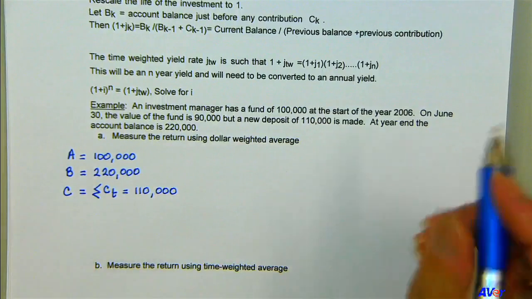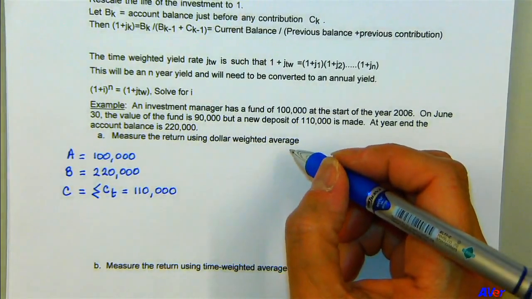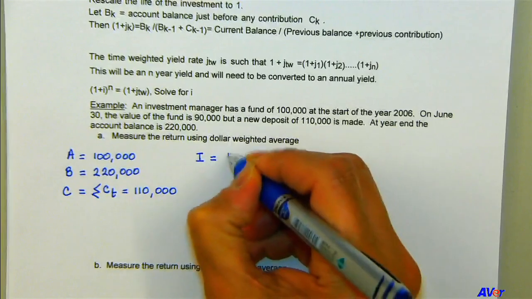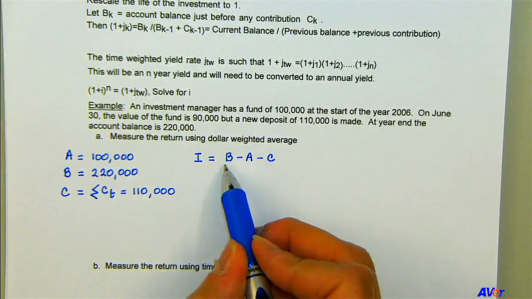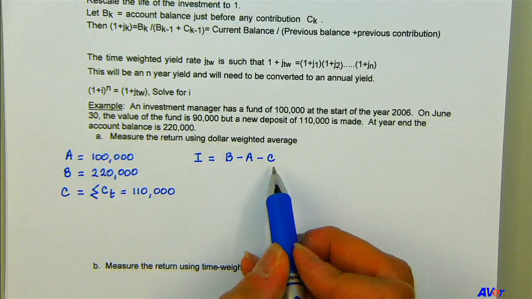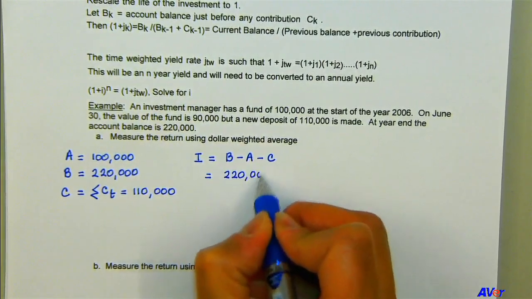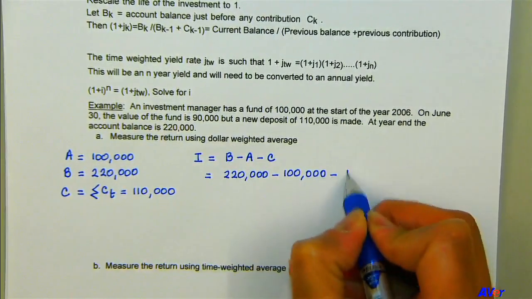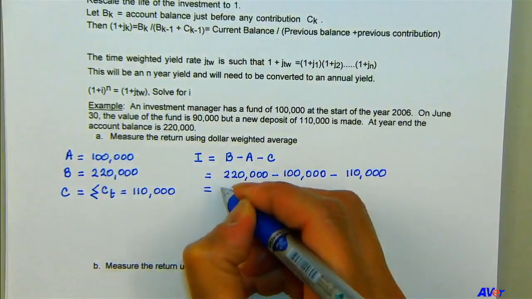Measure the return using j dollar weighted average. So it's just a plug-in. First you find I equals B minus A minus C. So it's saying your ending balance minus what you began with minus all the contributions. So plug in 220,000 minus 100,000 minus 110,000. So I is equal to 10,000.